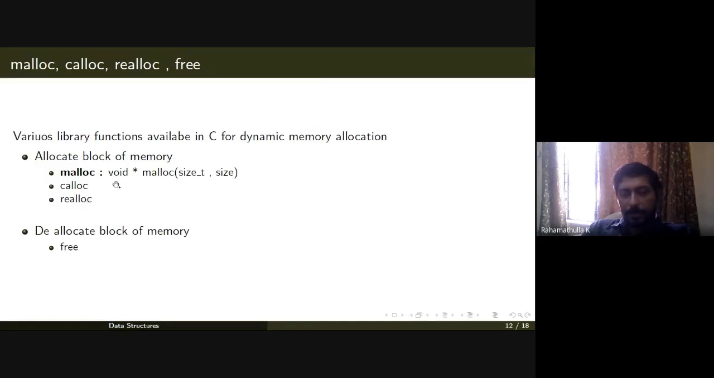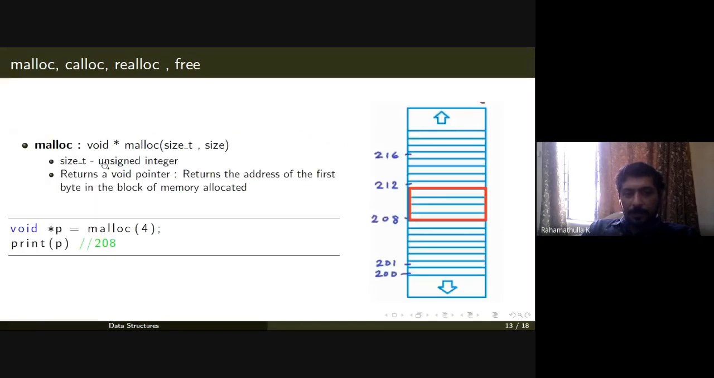So malloc has a definition: void star malloc, size t, then size. Void star means it returns a void pointer. Size t is an unsigned integer. Size t refers to a type which cannot be negative, which can be zero or a positive value.